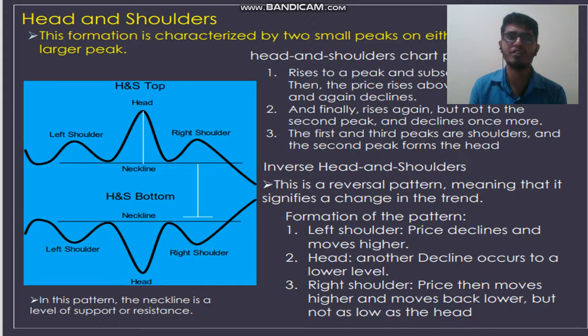There are two types of head and shoulders. One is the positive head and shoulders. The second one is the inverse head and shoulders. In the positive head and shoulders, the neckline is the support level, and in the inverse head and shoulders, the neckline is the resistance level.